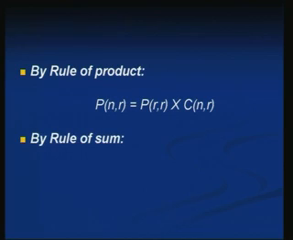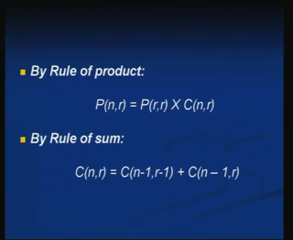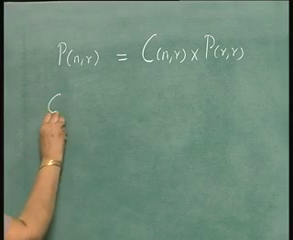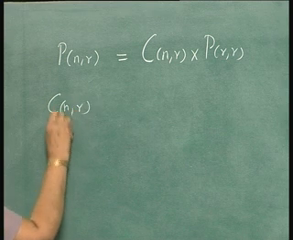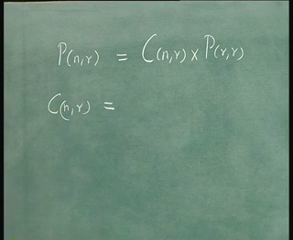Now by the rule of sum you will get this: CNR is equal to Cn minus 1 R minus 1 plus Cn minus 1 R. How do you get this? CNR is the number of ways of selecting R objects out of N objects.